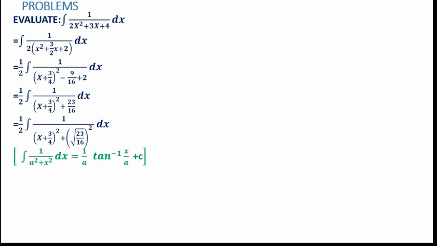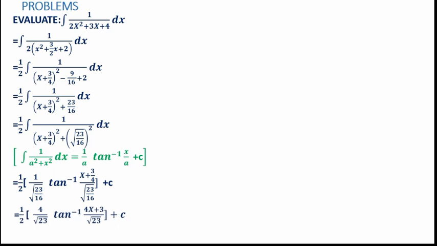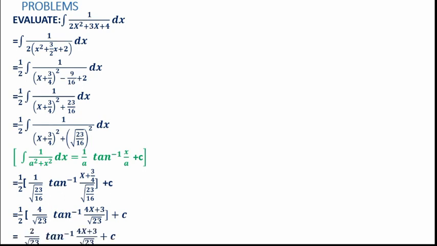By applying this, 1 by 2 into 1 by a, here a means root 23 by 4, into tan inverse of x, which is x plus 3 by 4, by a, meaning root 23 by 4. By simplification it becomes 1 by 2 into 1 by root 23 by 4. Taking the reciprocal it becomes 4 by root 23 into tan inverse of 4x plus 3 by root 23 plus c. So by cancellation it becomes 2 by root 23 into tan inverse of 4x plus 3 by root 23 plus c. Observe the bracket: 4 into x gives 4x plus 3 by 4, and the denominator root 23 by 4, the 4s cancel, so it becomes 4x plus 3 by root 23.